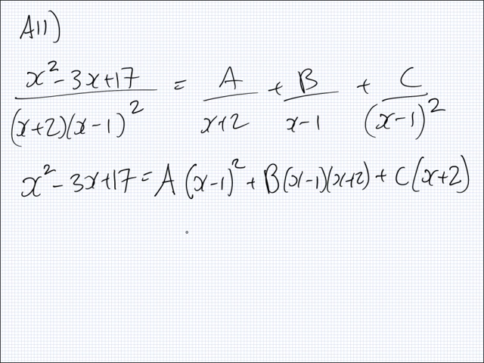I just want to get the A first. When I choose x equals minus 2, on the left I'll get 4 plus 6, won't I? 10 plus 17, 27. And then here I'll get 9A. 9. So A is 3.